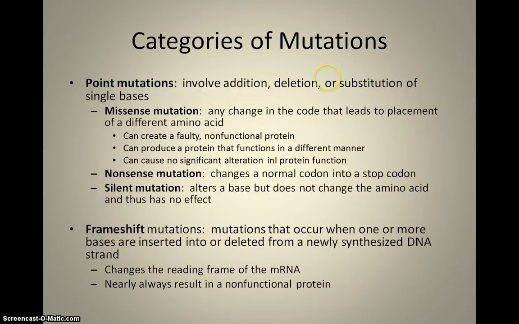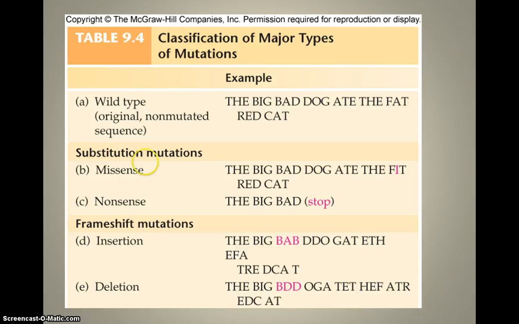All right, so let's go back then and now talk about frame shift mutations. Frame shift mutations is when you actually delete or add in an extra base pair. And what this does is it throws off the entire reading frame, so every single one of your triplets is messed up, and it almost always results in a non-functional protein.